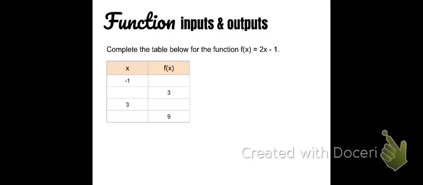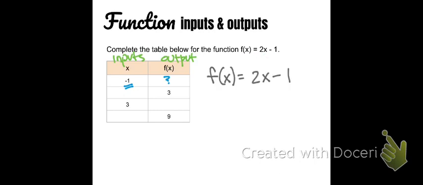Here we're given a function and a table of x and f of x values, a table of inputs and outputs. You input a number into the function and you get an output. So if you look at the first row, they're giving us the input. They're telling us what is f of x, what is the output when we input -1 into this function.